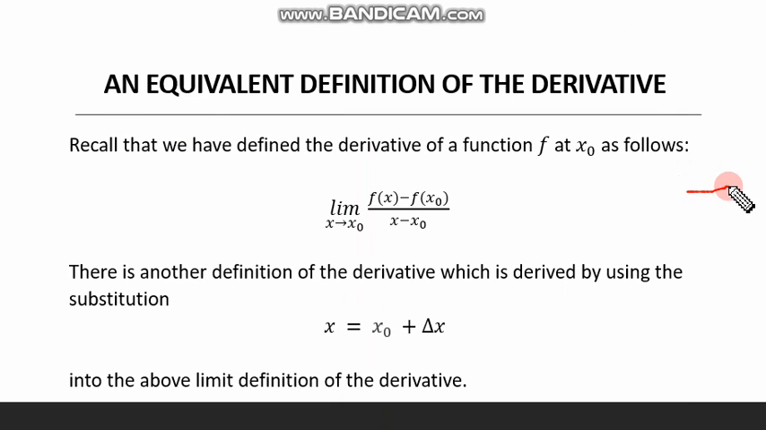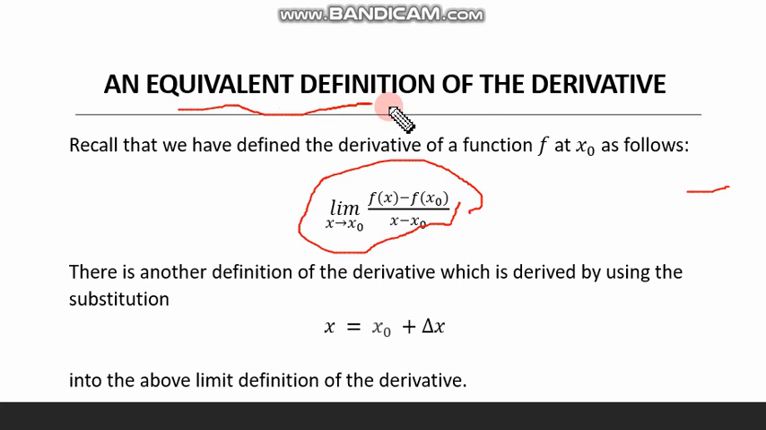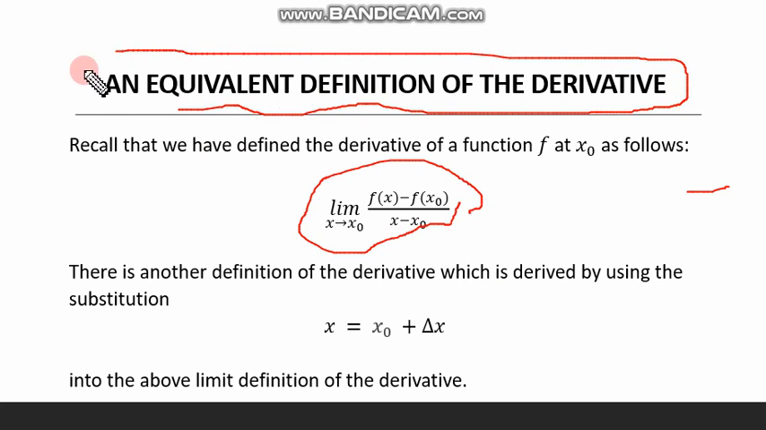Okay, so we have defined the derivative of a function at x sub 0 as the slope of the tangent line. There is another definition of the derivative, and this is our equivalent definition of the derivative, in which we use the substitution, and we will let x is equal to x sub 0 plus delta x into the above limit definition of the derivative.